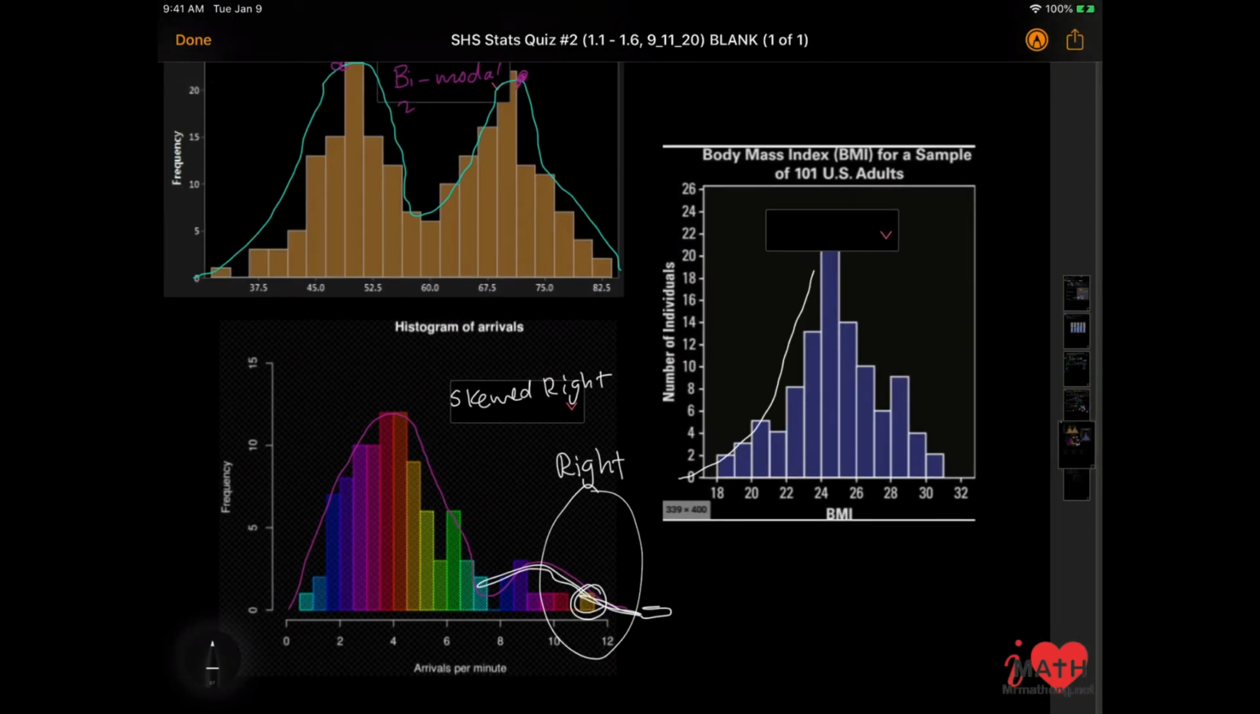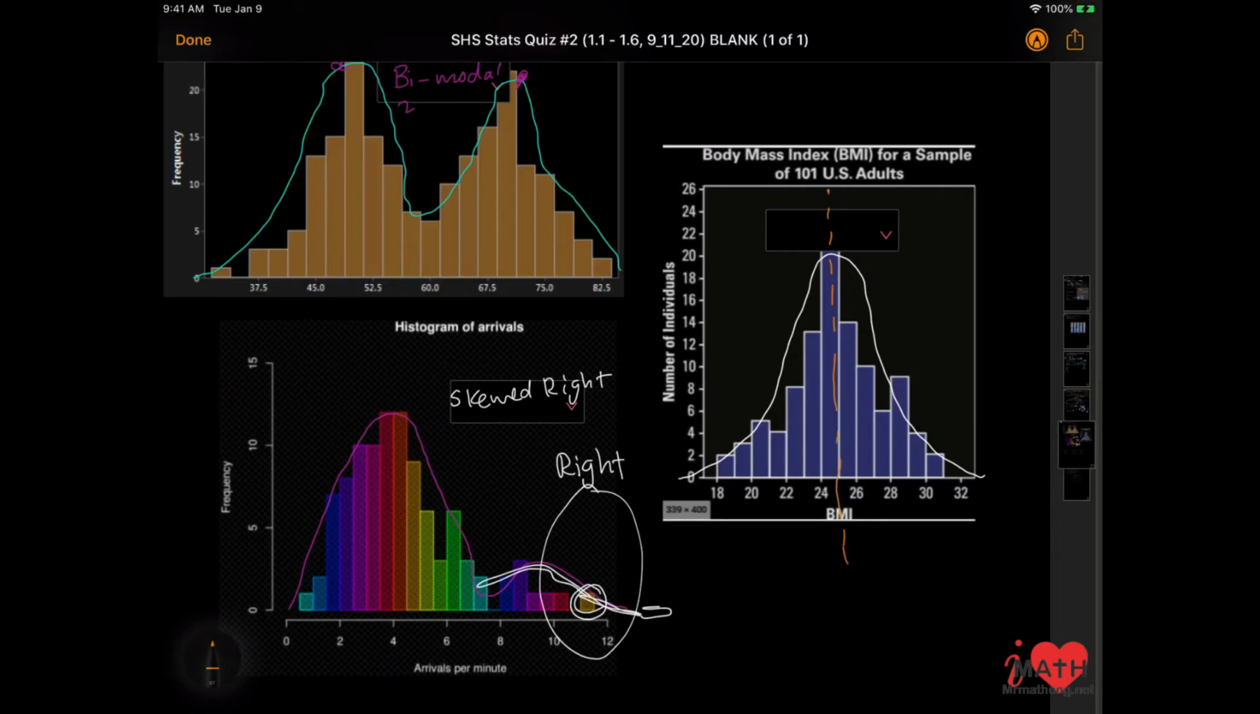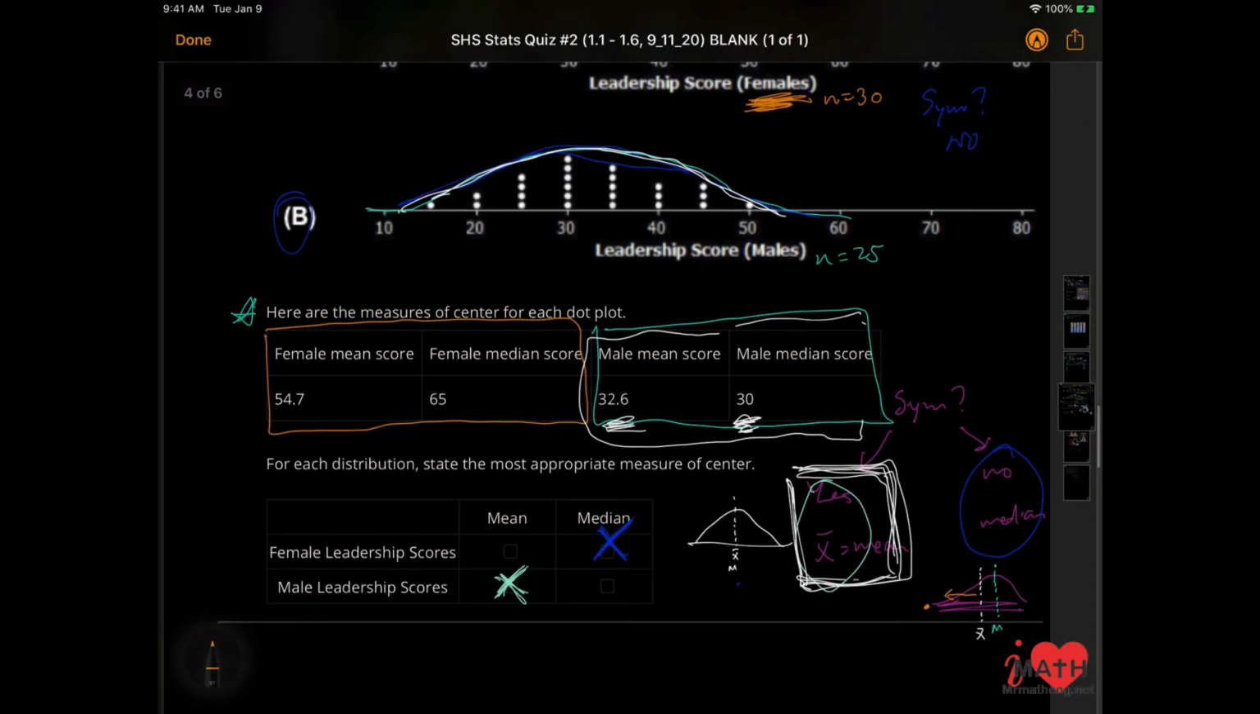And this one over here, same thing. Can you kind of fold it in half like a taco? And it's pretty much the same, right? You're folding it in half, and so this would be symmetrical or approximately symmetrical, or approximately normal. That was on 3 points. The previous problem, that one was out of 2.